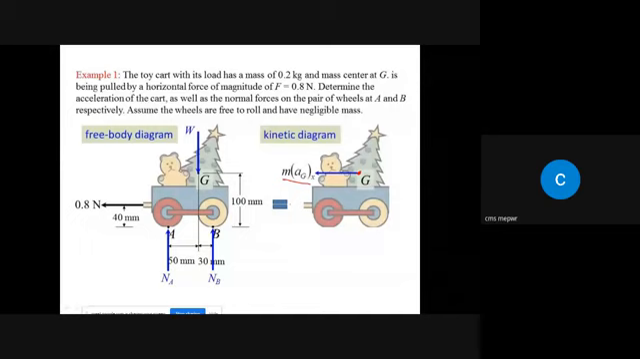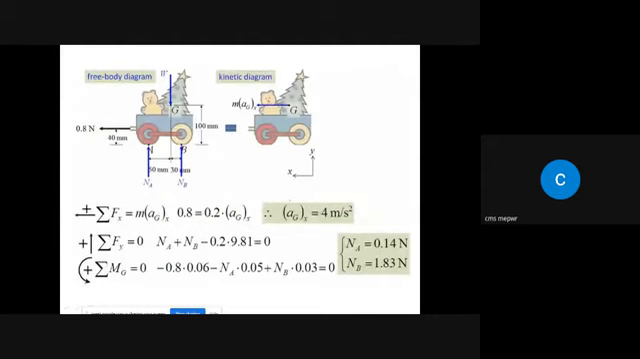Now we need to find the acceleration of the cart as well as the normal forces at both wheels, meaning we need to find NA and NB. We have the equations: summation of forces in x, summation of forces in y, and summation of moments. Let's apply them. Summation of forces along the x-axis should equal m·aGx. In the x direction we have just one force, 0.8. So put 0.8 equal to 0.2 times aGx, and from here we can find aGx.